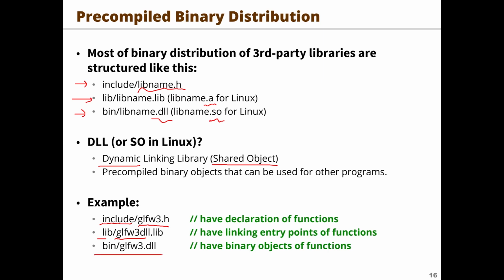And in the bin directory, we have to locate glfw3.dll. This DLL is not related to the compilation. Even though you don't have this DLL file, your compilation doesn't fail. But when you run your application without this DLL, your program will complain that it cannot find this DLL file. Okay, now you understand the structure of the DLL distribution.